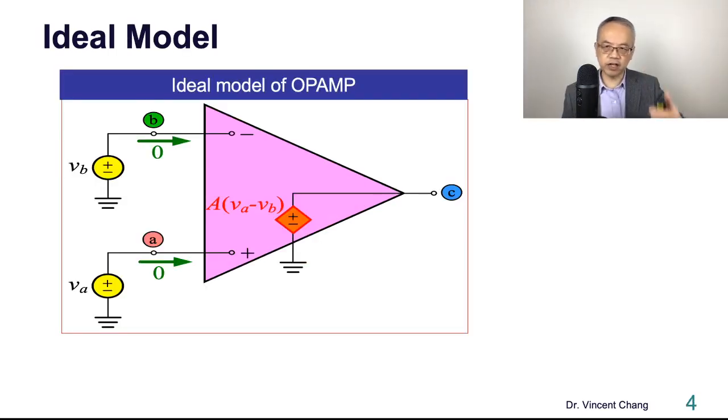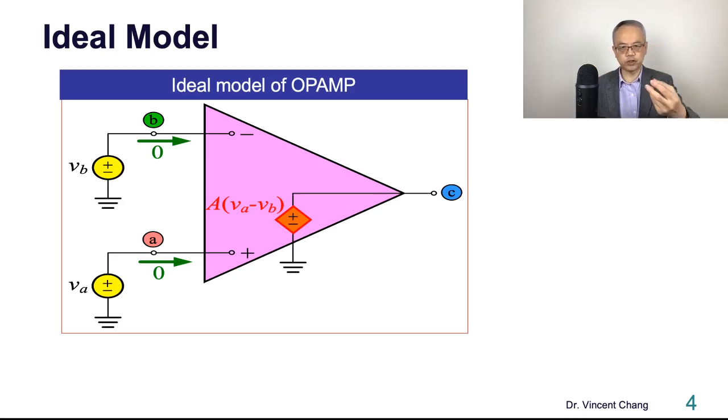So let's start with an ideal model of the op-amp, operational amplifier. Remember several important characteristics of an ideal operational amplifier. For example, the input resistance is infinite. There's no current going into the op-amp. Also, it's zero output resistance, which means the op-amp serves as an ideal voltage controlled voltage source.